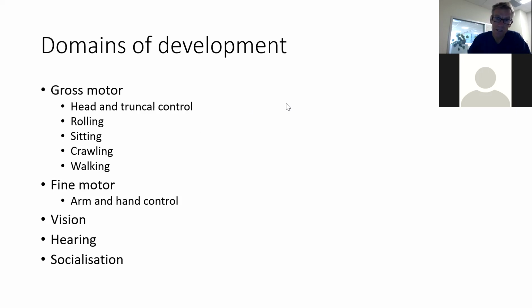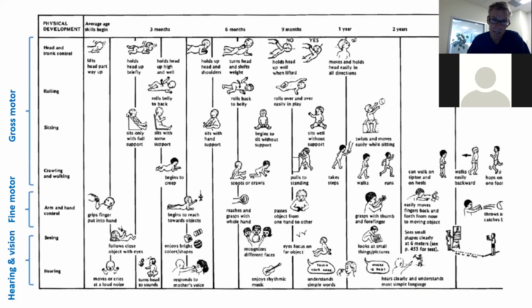And to do that, I think it's useful to have a chart that's a bit like this. There are many different charts that you can use, but this is, I think, a good one where, at any time you see the child, you can just circle the activity that they can do best. So the most advanced activity they can do in terms of head and truncal control, the most advanced activity they can do in terms of rolling or sitting or crawling and walking. And these are all the gross motor functions.